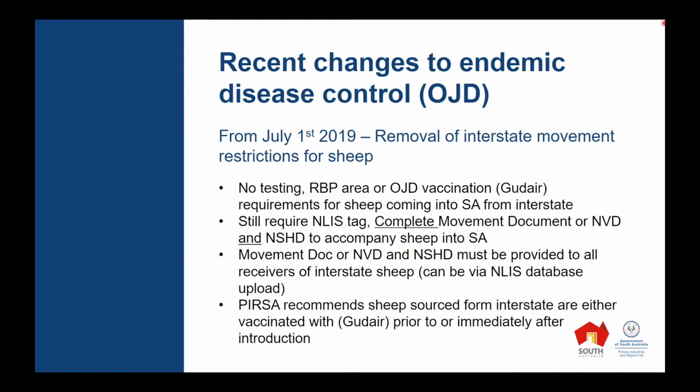As PIRSA, the South Australian Department, doesn't have records on sheep from interstate, our recommendation is that you try to buy them either vaccinated previously with Gudair vaccine, or vaccinate them when they come onto your property, because unless they've had some sort of testing, status is unknown and they could well be carrying disease.